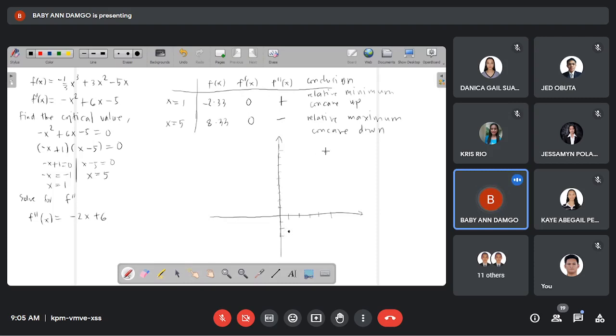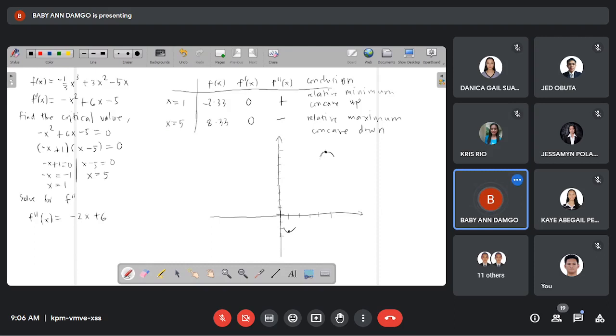Okay? So now, for x equals 1, this is the relative minimum. It is concave up, so the graph looks like this. So when x is 5, this is our relative maximum. It is concave down, so the graph looks like this.